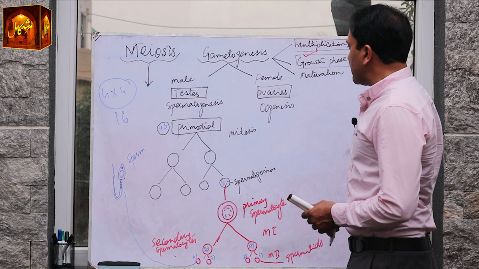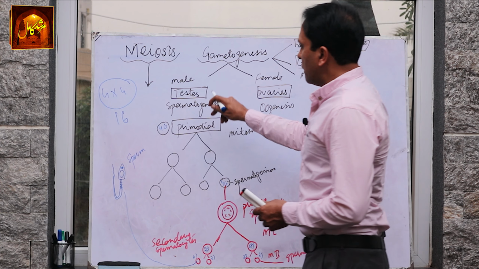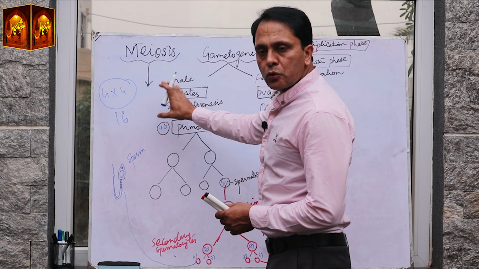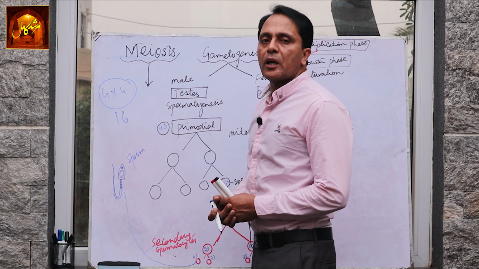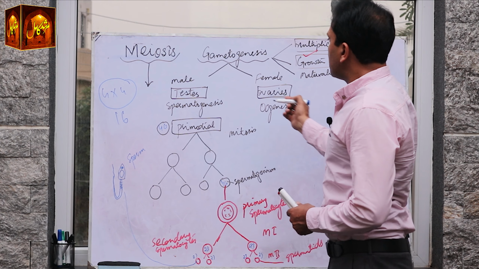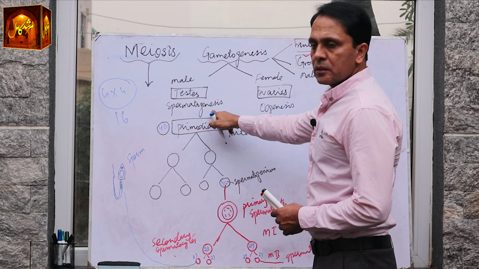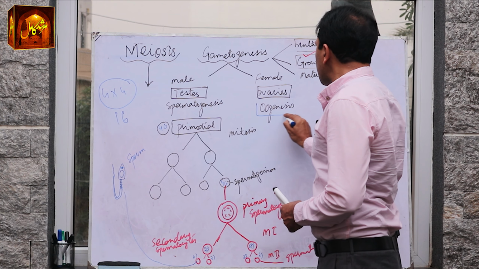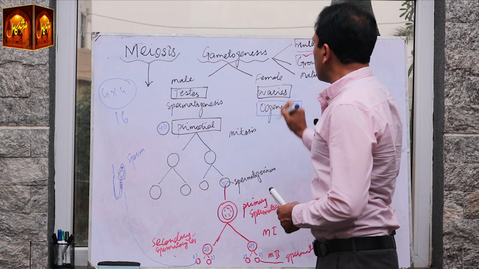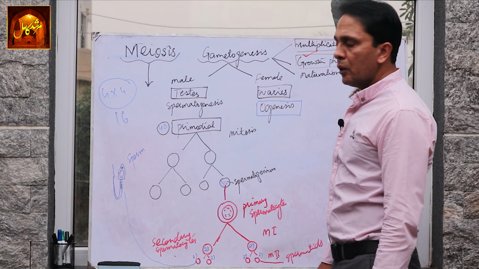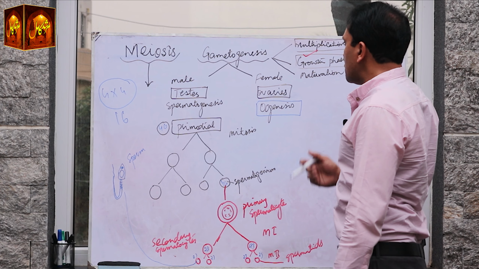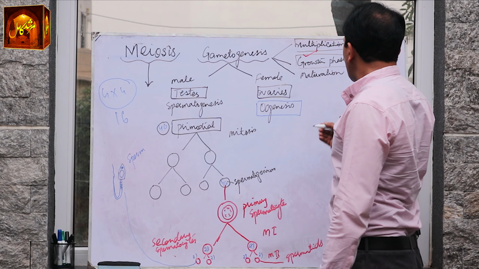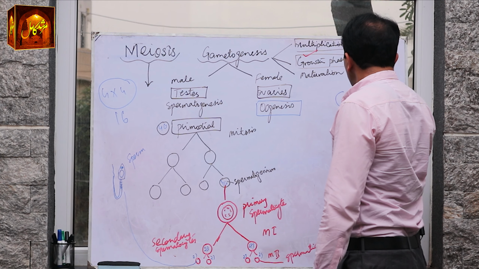So this process will take place in sperms. So this is a process in which sperms are formed. This is called spermatogenesis. We talk about the second process which will take place in ovaries in females, that is called oogenesis.